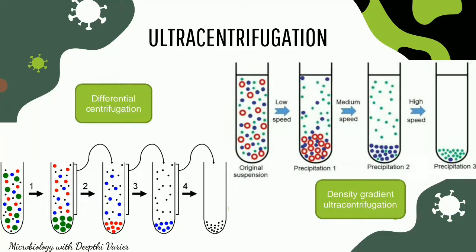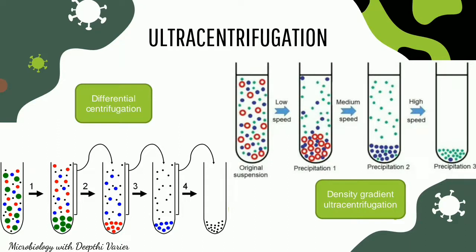In fact, nowadays we have several commercial gradient kits which have certain solutions in them that are designed for certain specific particles. There are two types of density gradient centrifugation: rate zonal density gradient centrifugation, and isopycnic centrifugation. Basically, in both of these, we are isolating the particles based on their density alone. But the way we apply the density is what changes.